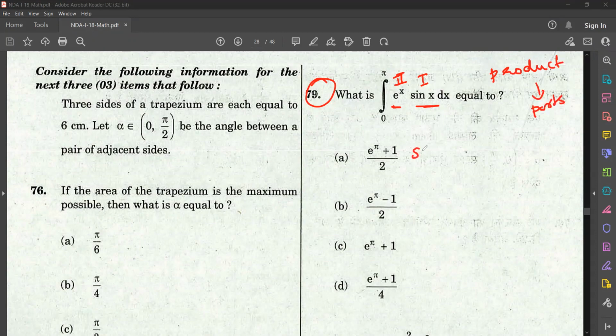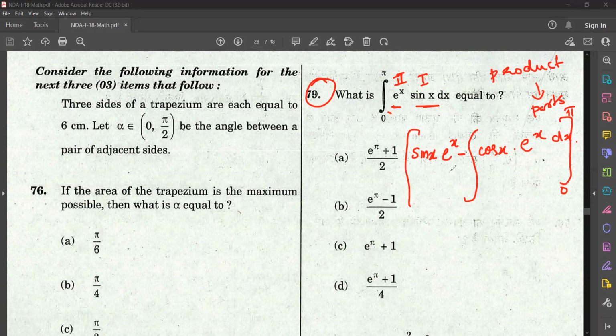What is integration by parts? First function into integral of the second function, minus integral of derivative of the first function into integral of the second function dx, isn't it? And within the limit 0 to pi. Next, just apply the limit.